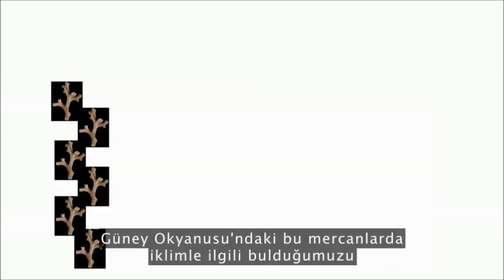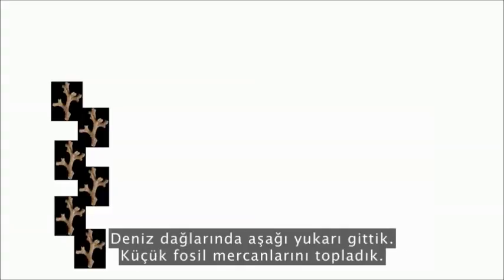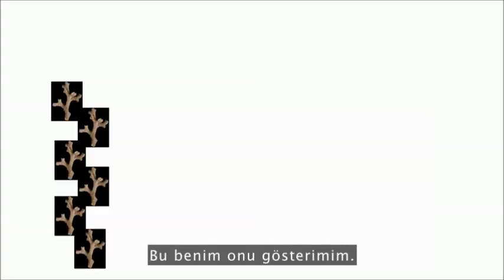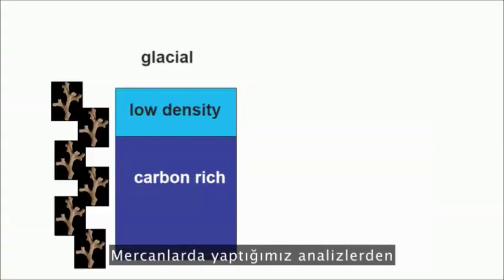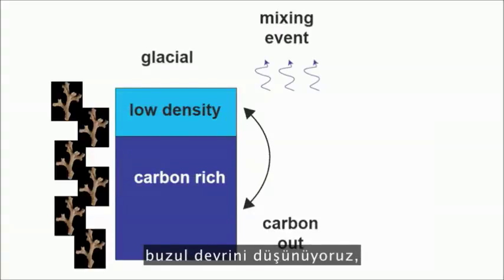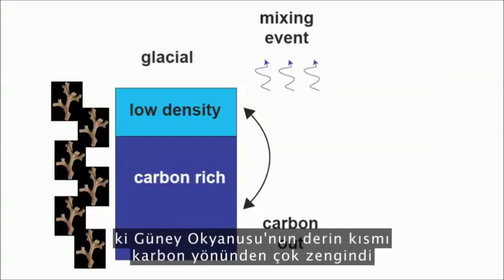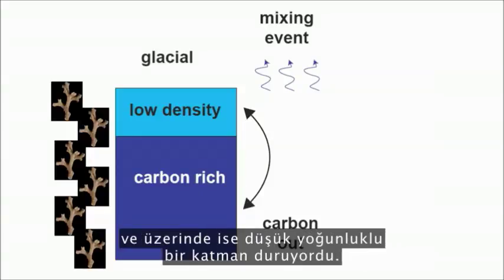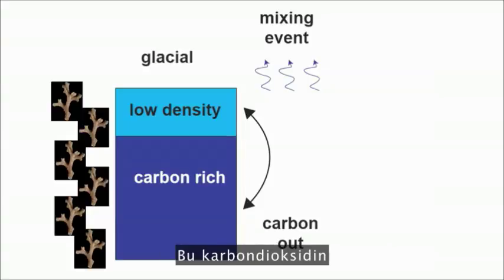So here we are. I'm going to illustrate what I think we've found about climate from those corals in the Southern Ocean. We went up and down sea mountains. We collected little fossil corals. This is my illustration of that. We think back in the glacial, from the analysis we've made in the corals, that the deep part of the Southern Ocean was very rich in carbon, and there was a low-density layer sitting on top. That stops carbon dioxide coming out of the ocean.